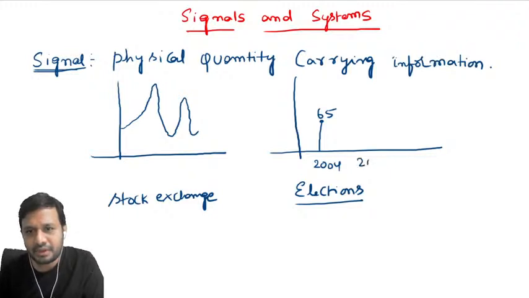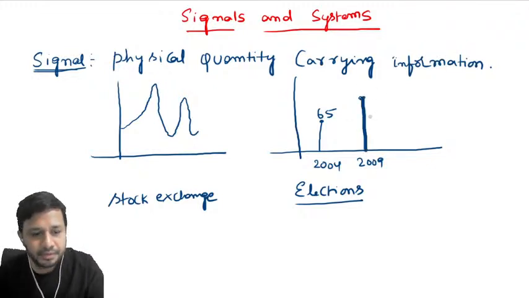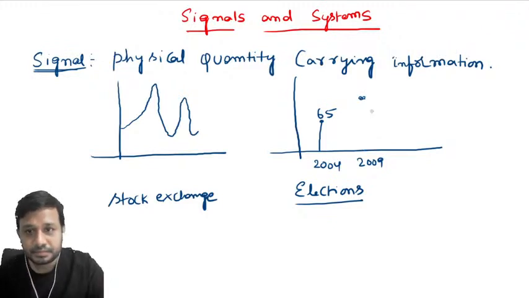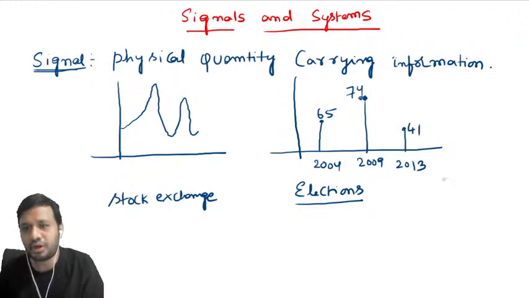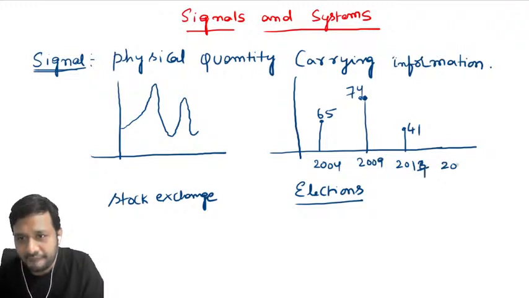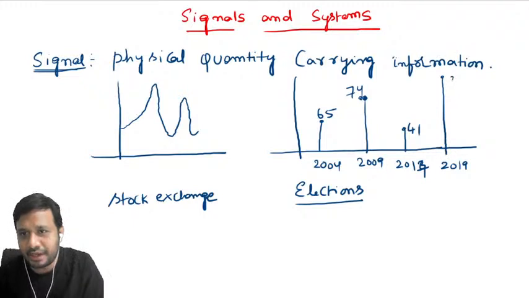Again after a 5-year term, elections came in the year 2009. The same political party won the majority of the seats. They got some 74 Lok Sabha seats. Again after a 5-year term, elections came in the year 2013. With overconfidence, what happened? Dropped down to 41. So again elections came in 2014, 2019. Again they performed well and they got some 80 Lok Sabha seats.